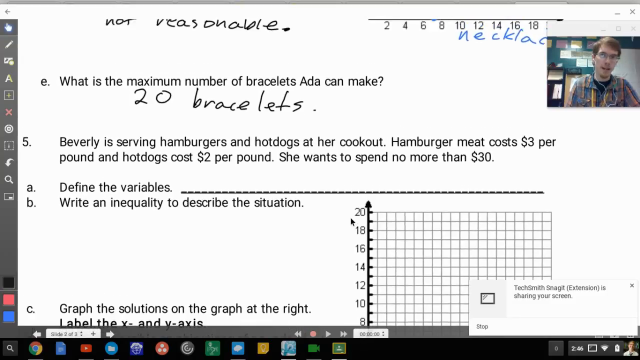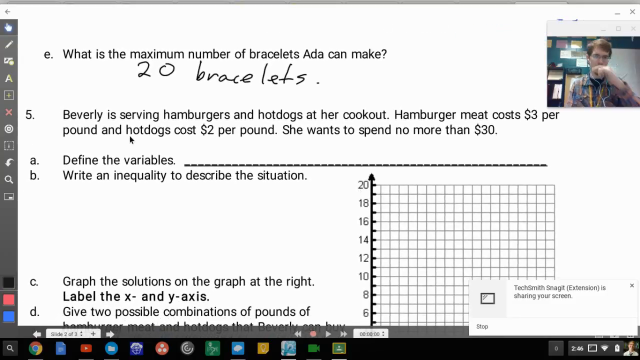All right, number 5. Beverly's serving hamburgers and hot dogs at her cookout. Hamburger meat costs $3 per pound and hot dogs cost $2 per pound. She wants to spend no more than $30. Okay, so no more than. That means she does not want to be more than, so she needs to be less than $30.